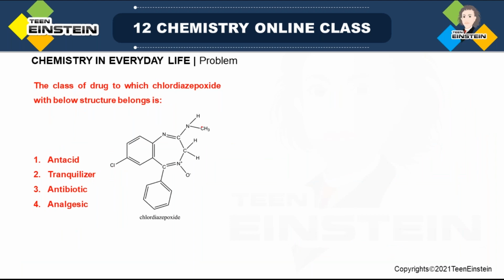The class of drug to which chlordiazepoxide with the below structure belongs is. The structure of the drug is given, and we have just seen its use. It is not an antacid, it is not an antibiotic, though we have discussed antibiotics. It is not an analgesic, but it is a tranquilizer, right? So this should be the correct option, option 2.